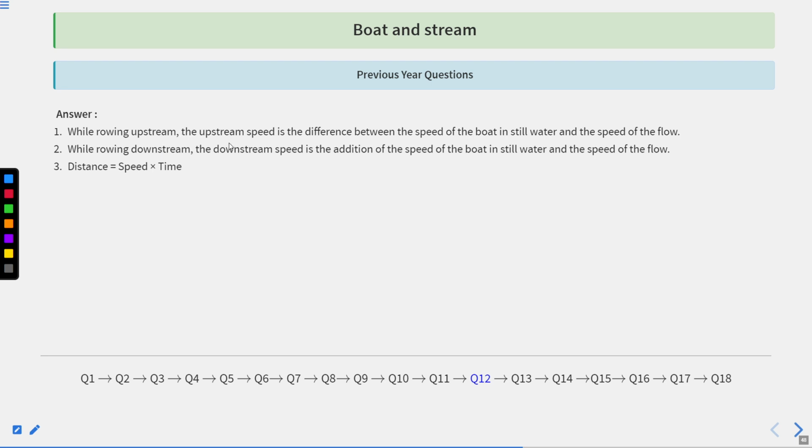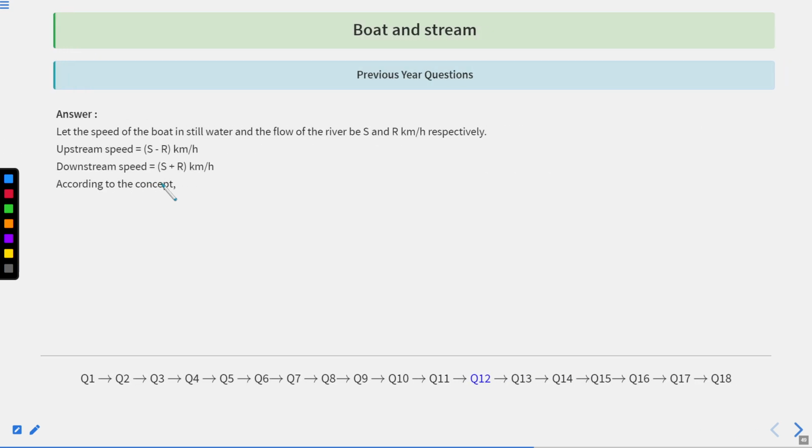While rowing upstream, the upstream speed is the difference between the speed of the boat in still water and the speed of the flow. While rowing downstream, the downstream speed is the addition of the speed of the boat in still water and the speed of the flow. So the third point is distance equals speed times time. So now let the speed of the boat in still water and the flow of the river be s and r kilometers per hour respectively.